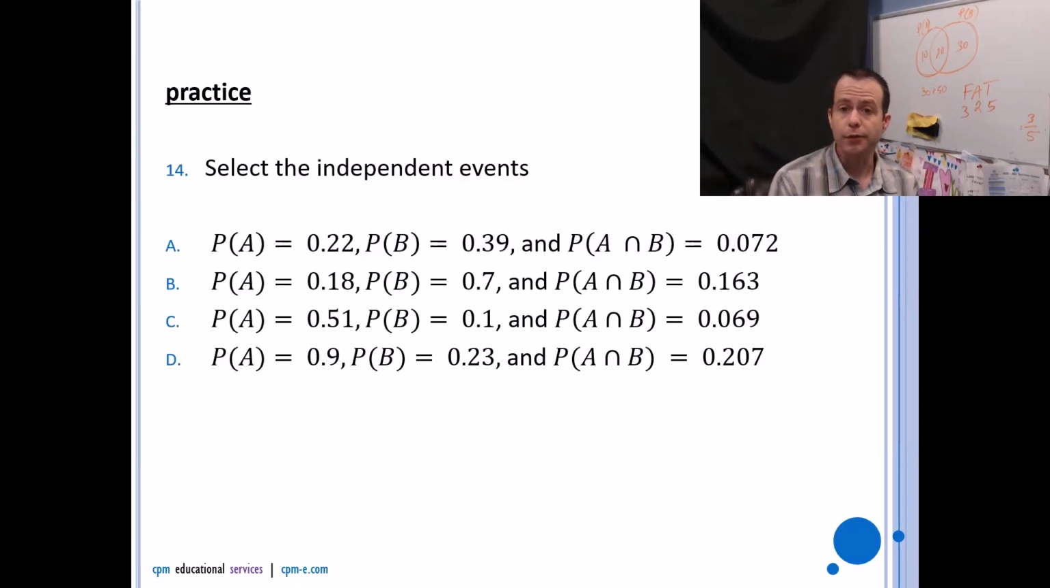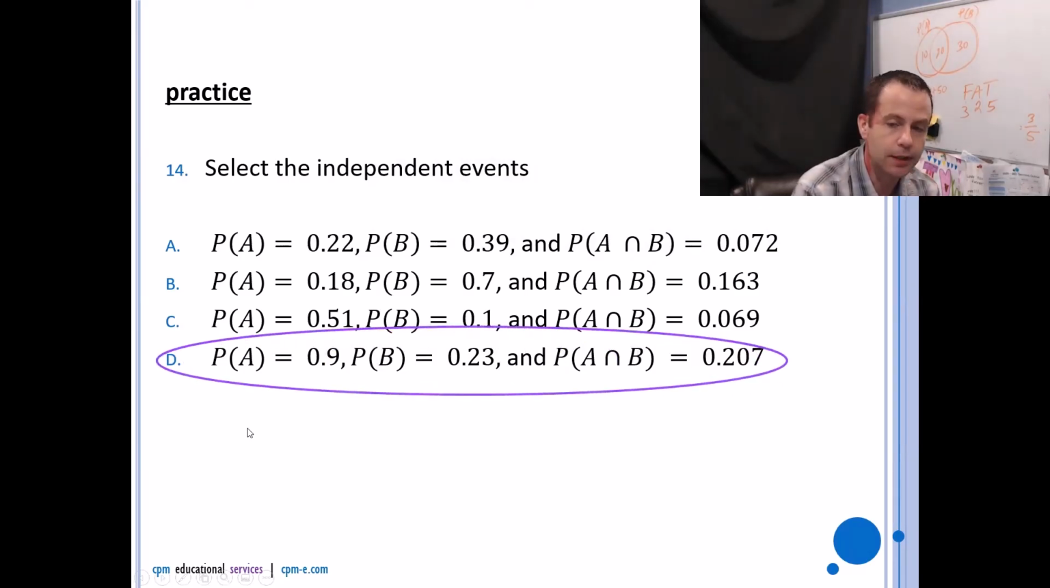So all we're gonna do here is we're gonna say, hey, does 0.22 times 0.39 equal 0.072? Well, 0.22 times 0.39 equals 0.0858. So no, so it's not A. Do you know what I mean? So we just keep going down the list until we find the one that works. And what you should find is that D worked for you, okay? 0.9 times 0.23 does give me 0.207. So it's those events that are independent, okay?